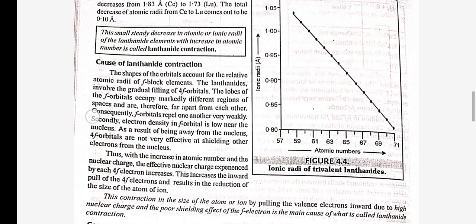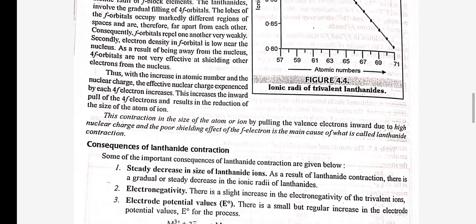As a result of being away from the nucleus, 4f orbitals are not very effective at shielding other electrons from the nucleus. Thus, with the increase in the atomic number and the nuclear charge, the effective nuclear charge experienced by each 4f electron increases. This increase in the inward pull on the 4f electrons results in the reduction of the size of the atom or ion. This contraction in the size of the atom or ion by pulling the valence electrons inward, due to the high nuclear charge and the poor shielding effect of the f electrons, is the main cause of what is called lanthanide contraction.